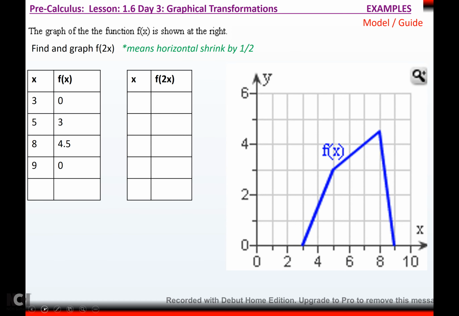Alright, so if we do this one, it says find and graph f of 2x, which means we're doing a horizontal shrink of 1/2, which means we multiply the x's by 1/2. That gives me 1.5, 0, 2.5, 3, 4, 4.5, and 4.5, 0. And those were the only transformations, so if I plot those, I'm going to have 1.5, 0, 2.5, 3, 4, 4.5, and 4.5, 0. Squishy.